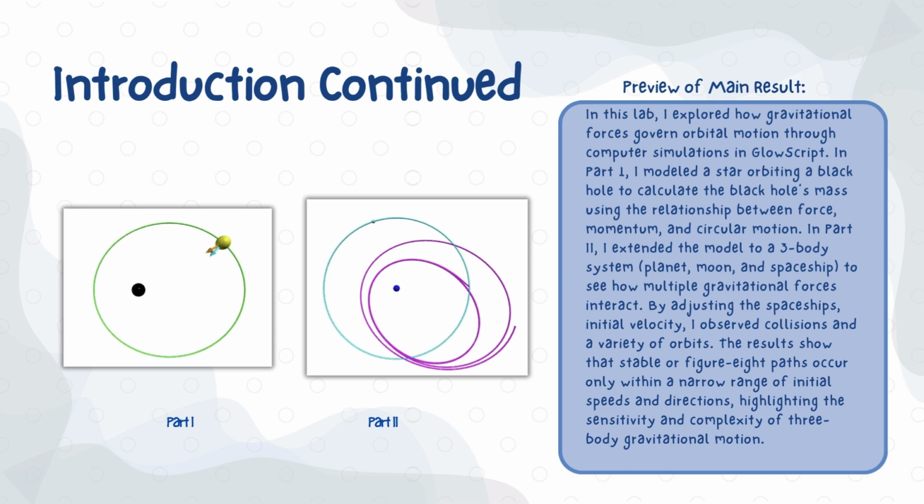In part 1, I modeled a star orbiting a black hole to calculate the black hole's mass using the relationship between force, momentum, and circular motion. In part 2, I extended the model to a three-body system, planet, moon, and spaceship, to see how multiple gravitational forces interact. By adjusting the spaceship's initial velocity, I observed collisions and a variety of orbits. The results show that stable or figure-8 paths only occur within a narrow range of initial speeds and directions, highlighting the sensitivity and complexity of three-body gravitational motion.